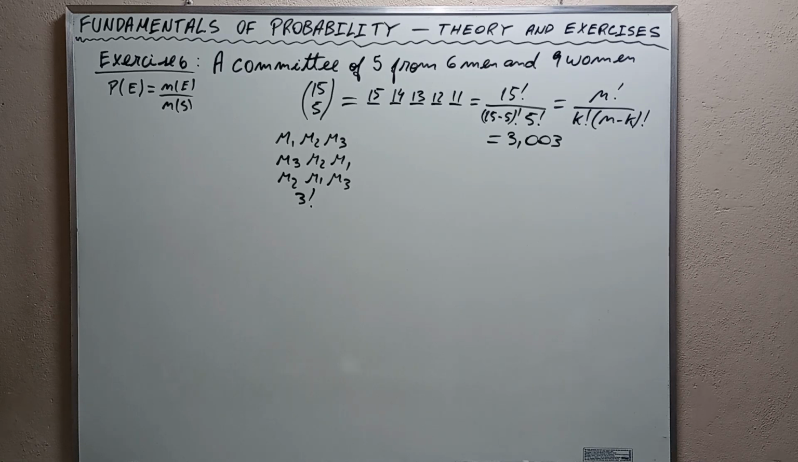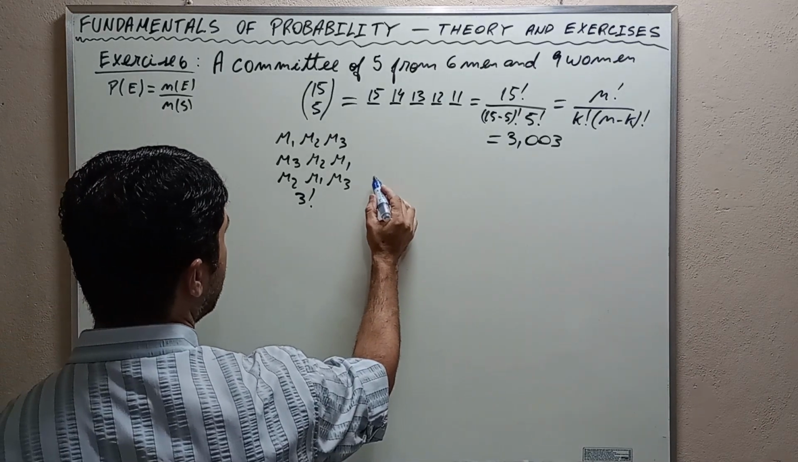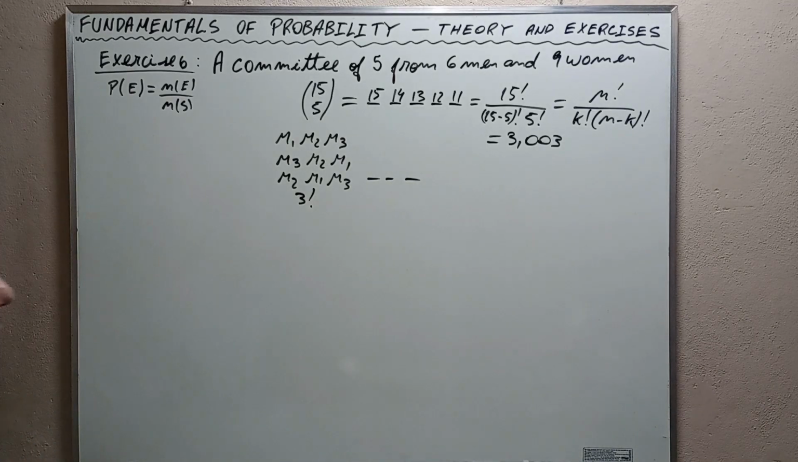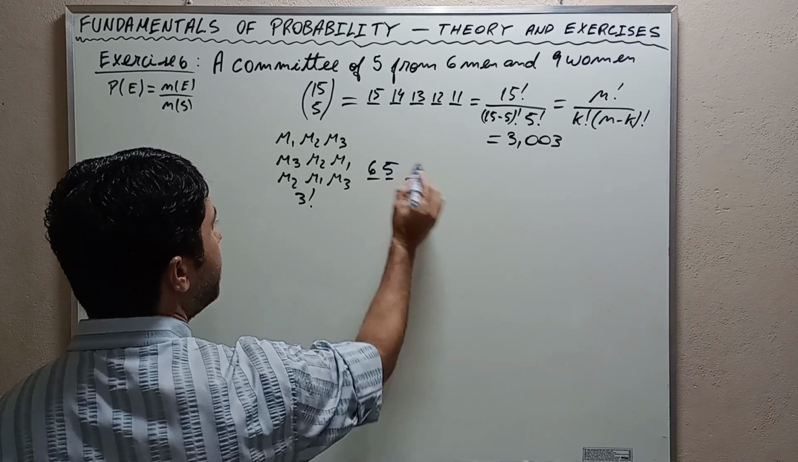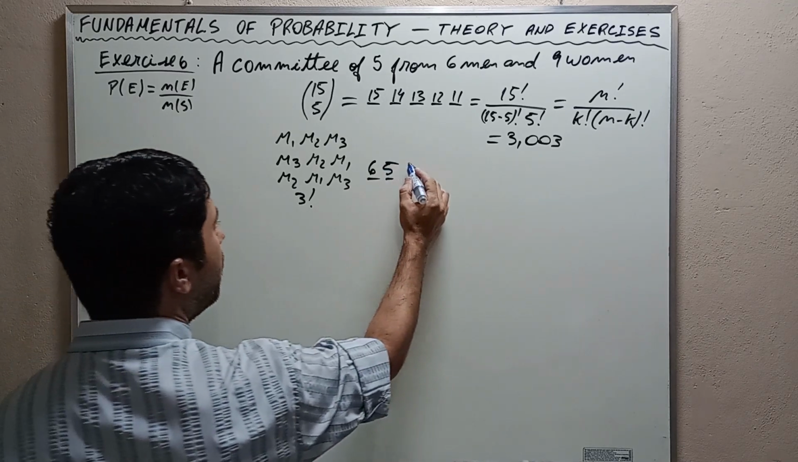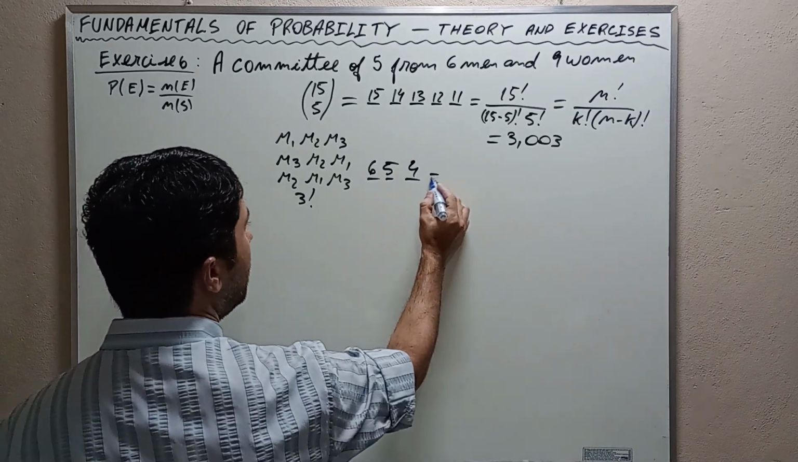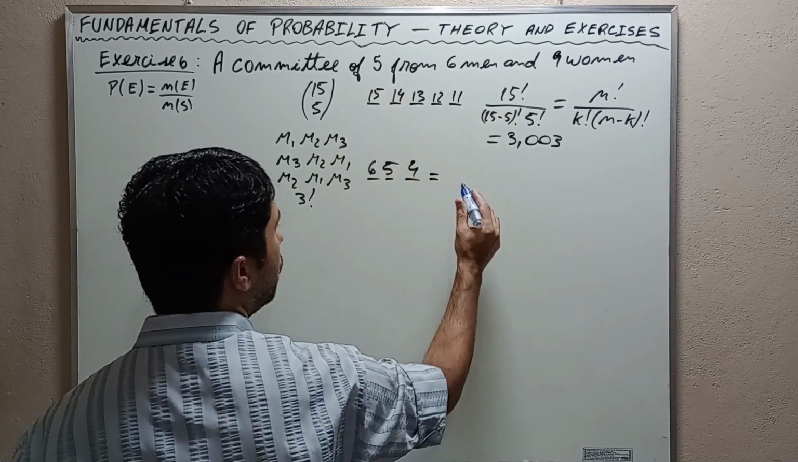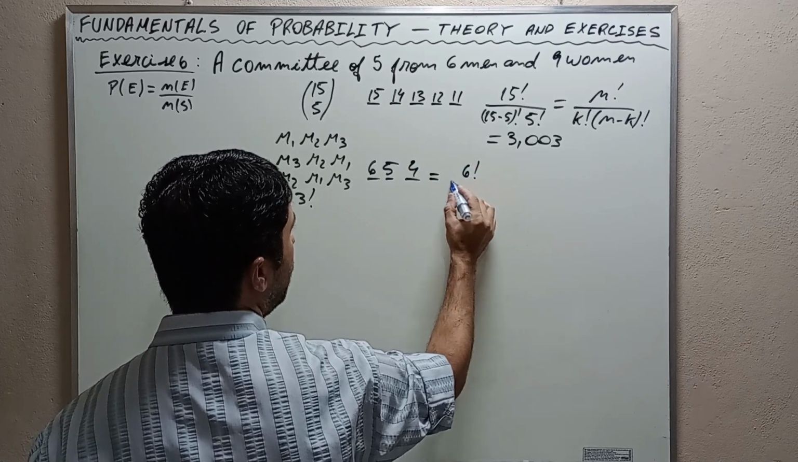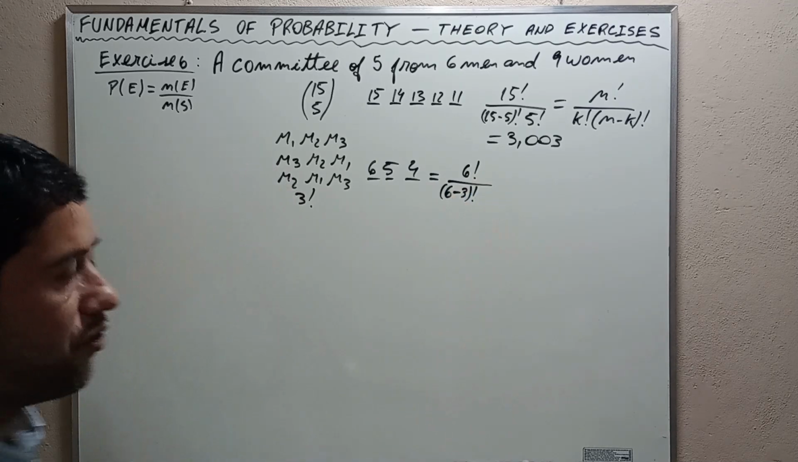Okay? Then we want 3 men. We are going to separate 3 positions for the men. We have 6 possibilities for the first position, 5 possibilities for the second position, and 4 possibilities for the third position. And this is equal to 6 factorial divided by 6 minus 3 factorial. Okay? This is easy to understand.